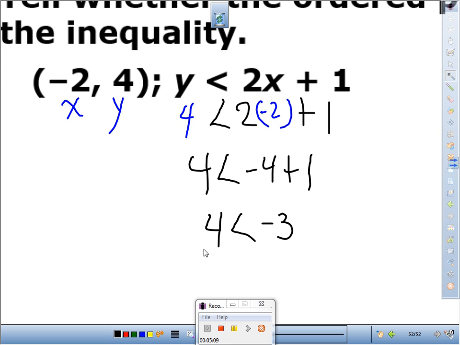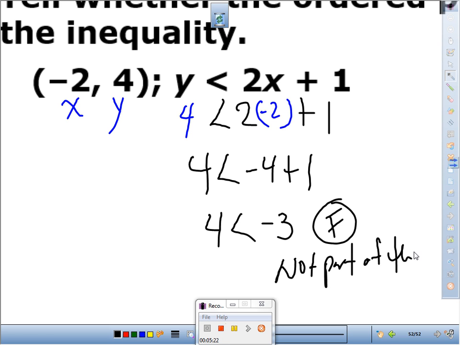So let's read the inequality. This says 4 is less than negative 3, I'm sorry. Is that true? No, this is false, so you're going to write not part of the solution set. Thank you. Copy that, please.